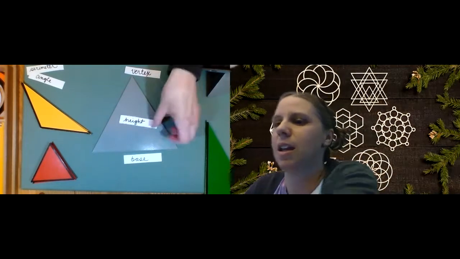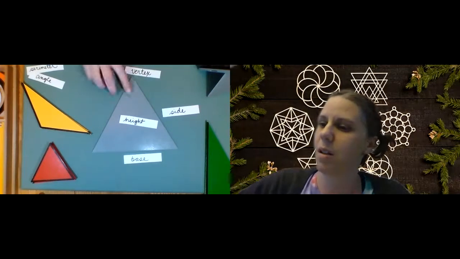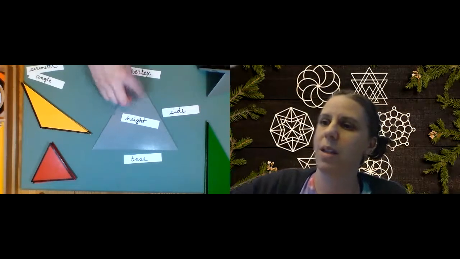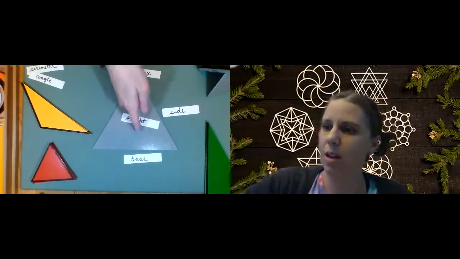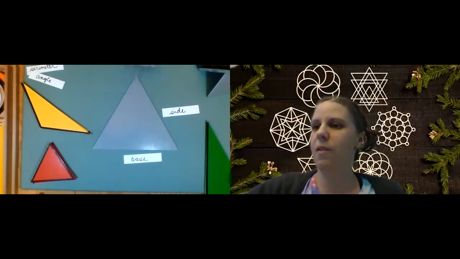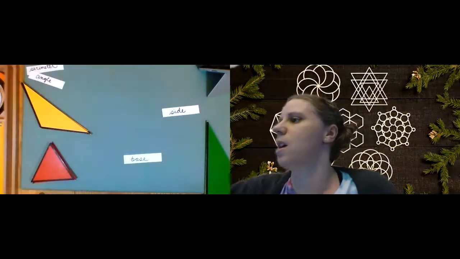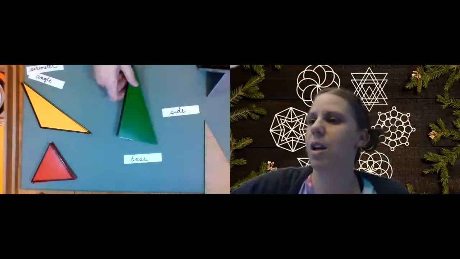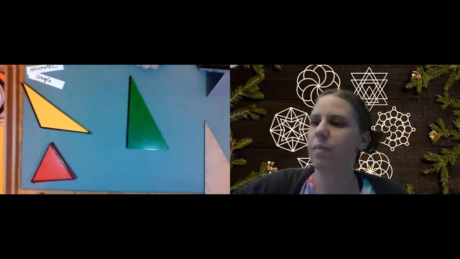The height goes from the topmost part down to where the base lies, right down here. So the height on this one goes straight up to the top. Okay, I'm going to pull those labels off and trade spaces for a right angled triangle. Here's our right angled triangle.